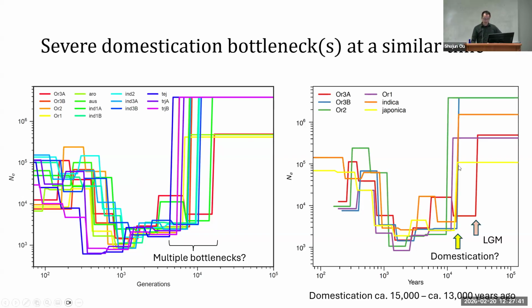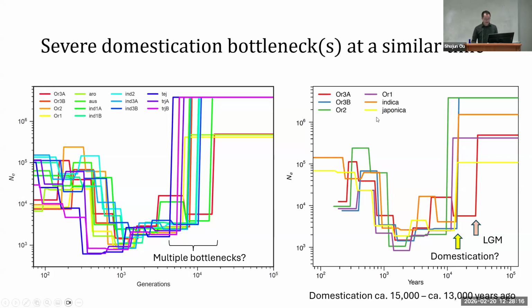And then you have a more synchronized time around 10,000 to 15,000 years ago, right? And they overlap between indica and japonica, and also with OR3B. But you see OR3A still way ahead. This is like 30,000 years ago, and this was the last glacial maximum.